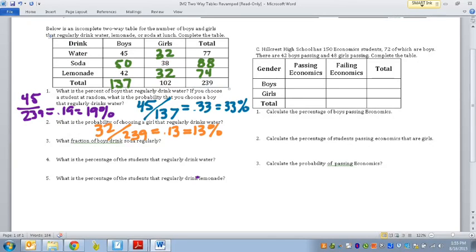All right, what fraction of boys, there's that word again, of boys, drink soda? Just the boys means we only want the 137. It said of boys, so that means 137. And the ones who drink soda is 50. So there are 50 boys who drink soda of the boys. So 50 divided by 137 gives me 0.364, which we'll just say is 36%. So 36% of boys drink soda, of the boys.